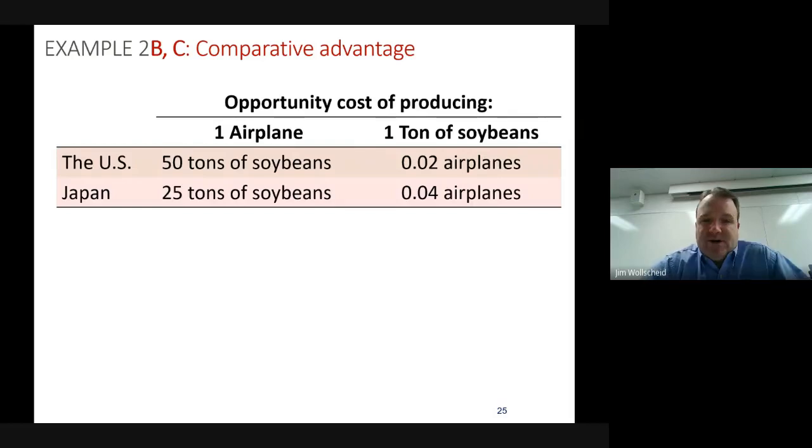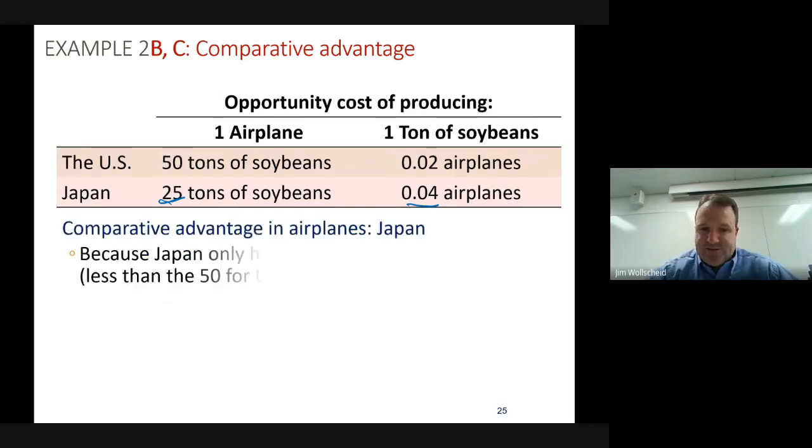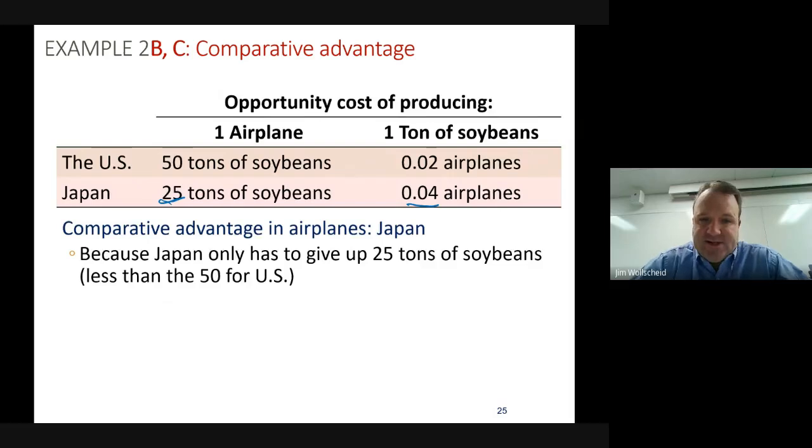So let's get back to our example of the US and Japan. What I did while we were talking here is I also solved the opportunity cost for Japan. Japan, 25 soybeans for airplanes, 400th cost of a soybean in airplanes. So let's look at these numbers.